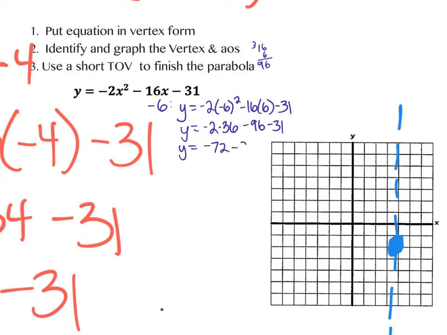-72 minus 96 minus 31. This is my table of values. I'm doing -6. Where's positive? I would love for anything to be positive. Oh, thank goodness. -72 plus 96. 14.